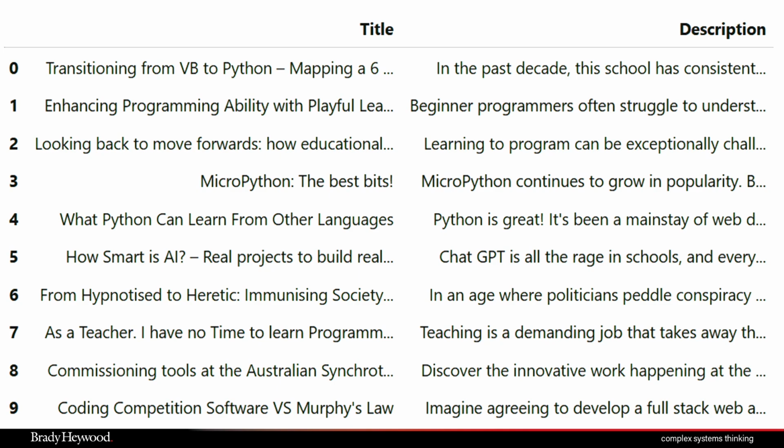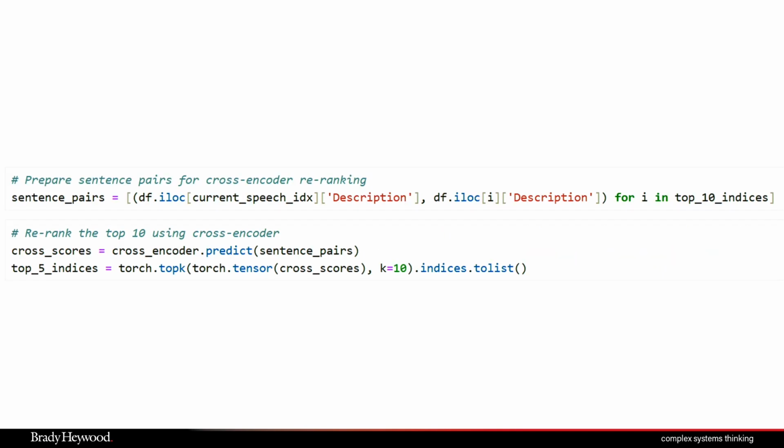It seems to have done a pretty good job, because these speeches are all mostly related to education and teaching and all that sort of stuff, and schools. But one thing we've noticed is MicroPython, I don't think, is specifically about education in schools. So we can probably do a bit better here, and that's where the cross-encoder comes in.